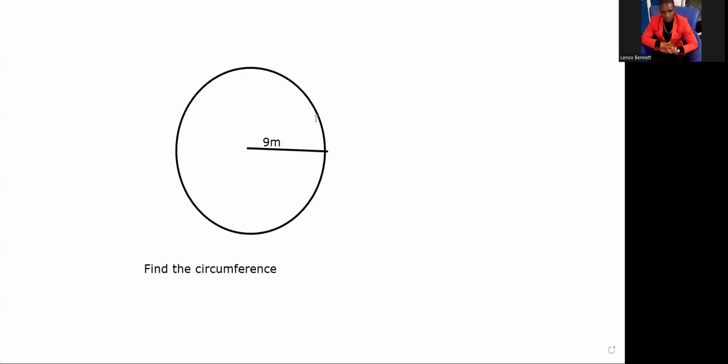All right, so we are given the radius to be 9 and we are asked to find the circumference. For those who were not here, look at it very carefully. This is what we call the radius. The radius is a line from the center to the circumference, so it stops right at the circumference. C is equal to 2 pi r.